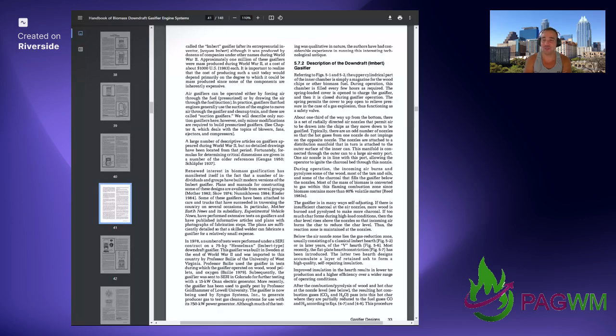It is important to realize that the cost of producing such a unit today would depend primarily on the degree to which it could be mass-produced, since none of the components are inherently expensive.